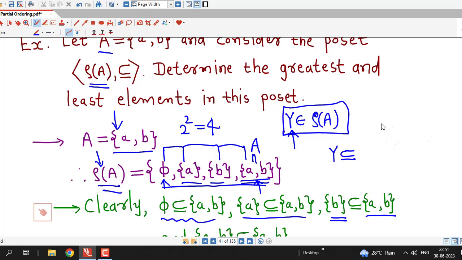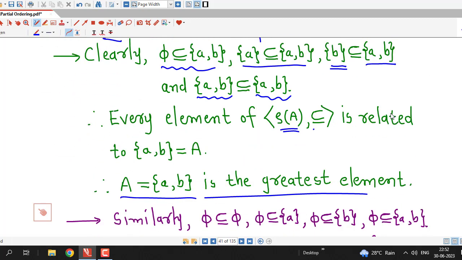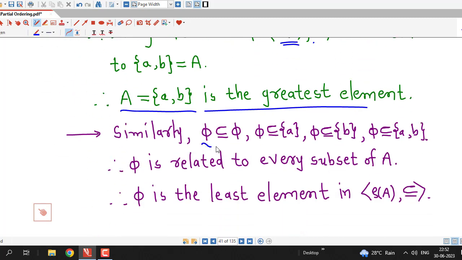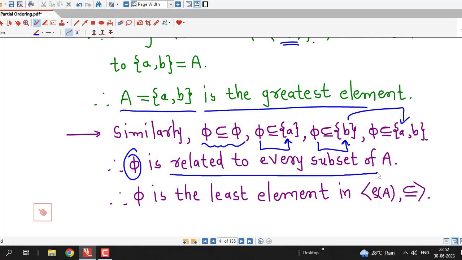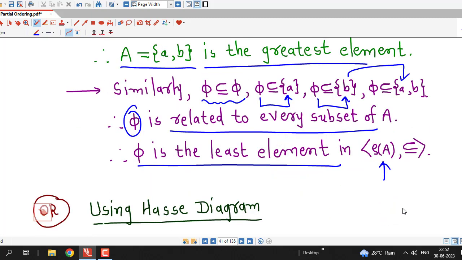So that role is served by the empty set. If we consider Y equal to the empty set, then it is clear that the empty set is a subset of each of these sets. Therefore, the empty set is going to be the least element. So here I have written the empty set is a subset of itself, then the empty set is a subset of the set containing A. Similarly, the empty set is a subset of these two sets. Therefore, the empty set is related to every subset of A. Therefore, the empty set is the least element in the power set of A with inclusion relation.